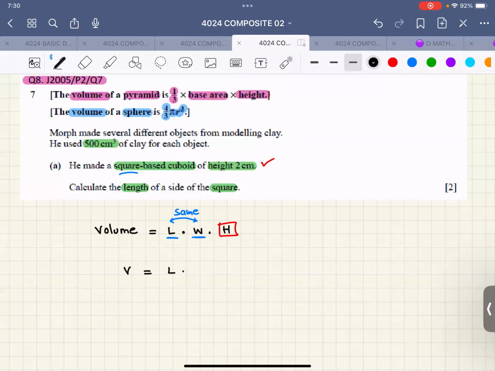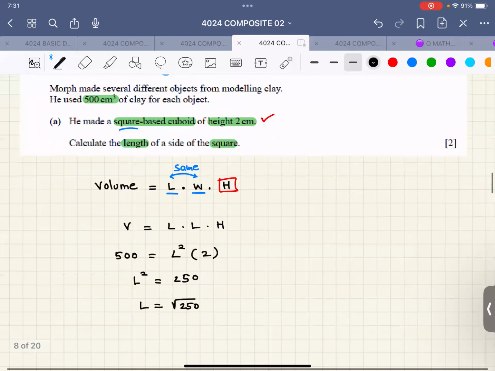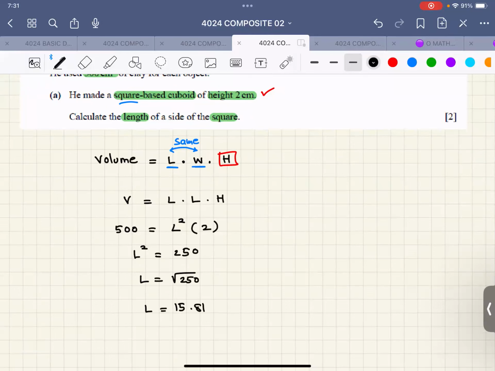Volume is length squared into height. Volume is 500, that is L square into H, which is 2. L square is 250, therefore L comes out to be square root of 250. I have to use a calculator over here. So 250, I'm writing the square root, that comes out to be 15.811. Let me write it properly, 15.811, which comes out to be 15.8 centimeters, correct to 3 significant figures.